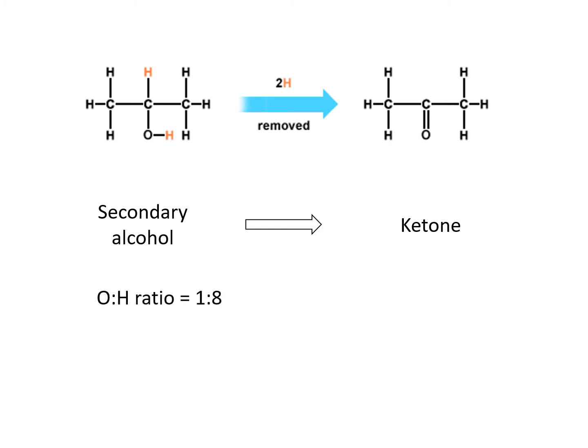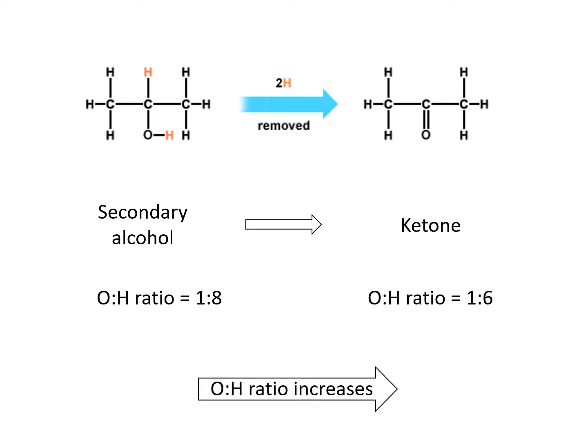Our oxygen to hydrogen ratio with our secondary alcohol in this case is 1:8. In this ketone, it is 1:6. Our oxygen to hydrogen ratio has increased, therefore oxidation has taken place.